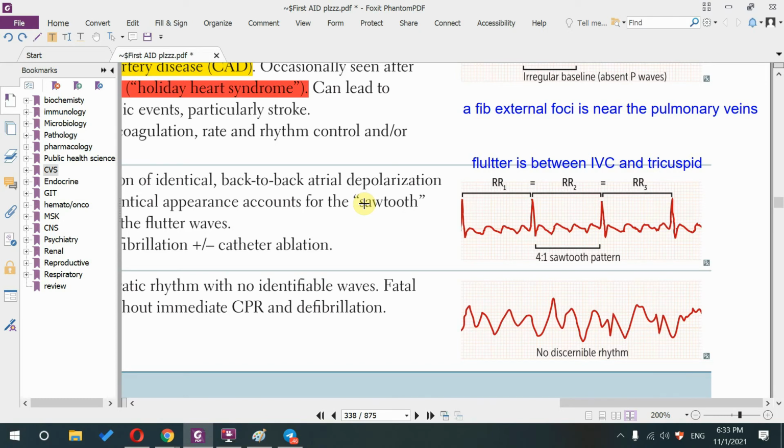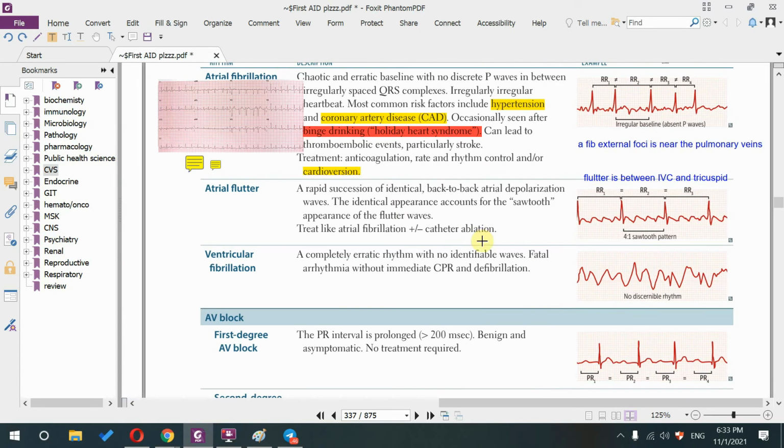This is basically a lot of flutter waves next to each other. And it happens due to an ectopic focus that is located near the, tell me guys, where is the ectopic focus for the tricuspid? I said it. Okay. It's near the IVC and the tricuspid. Yeah, it's the tricuspid isthmus, exactly. Okay, so please note, in atrial fibrillation, the RR interval is different. In case of atrial flutter, it's the same.